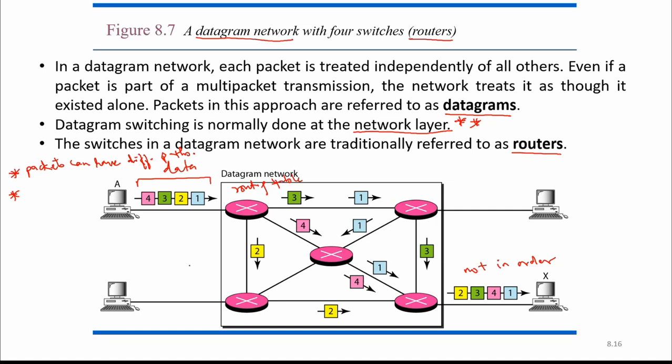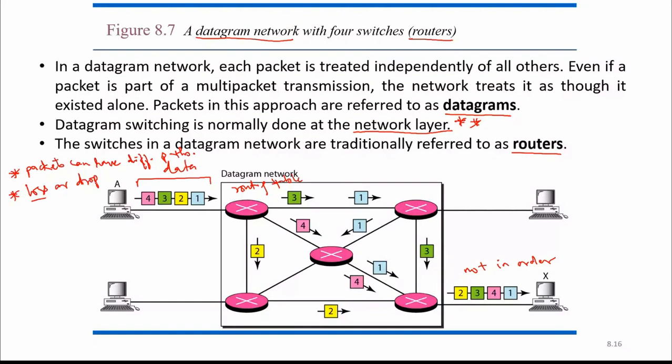Sometimes packets can be lost, in the sense of dropped. Suppose this router is sending a packet to this one, but this one is busy and does not have the space to accept the packet and send it forward. It can drop this packet. So there can be a loss, as a router can drop the packet.